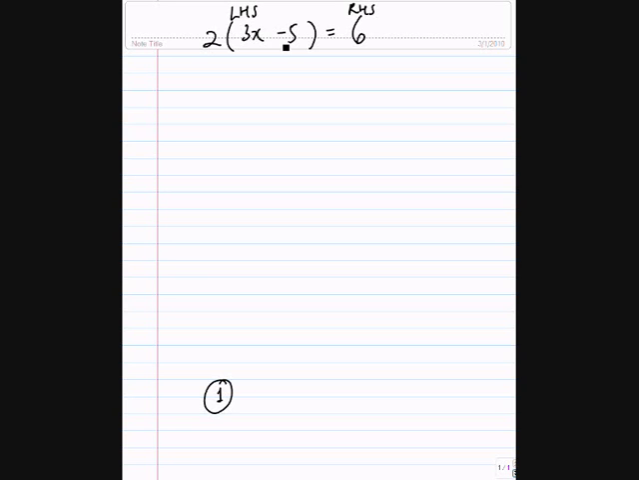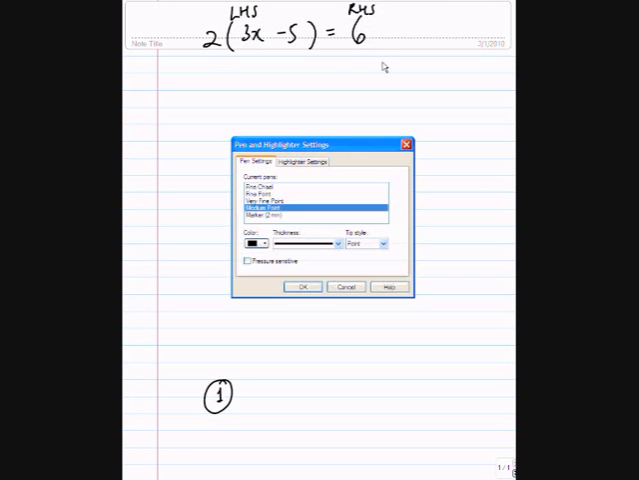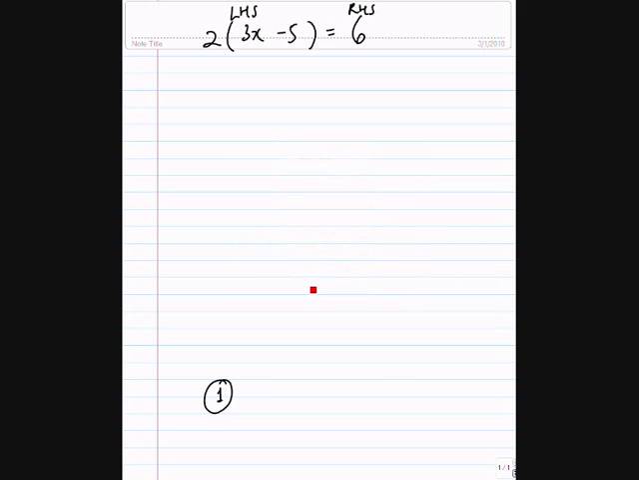So to solve this type of equation, if it involves a bracket, you will have to do expansion first. So remember how to do expansion. Doing expansion simply means to distribute 2 into each term in the bracket, and the operation involved will be multiplication. So I distribute 2 to 3x, multiplying, I get 6x. And I distribute 2 to minus 5, and the operation involved is times. So 2 times minus 5, I get minus 10 equals 6.